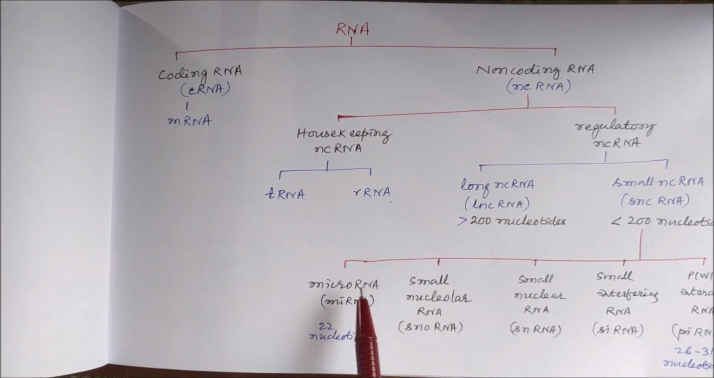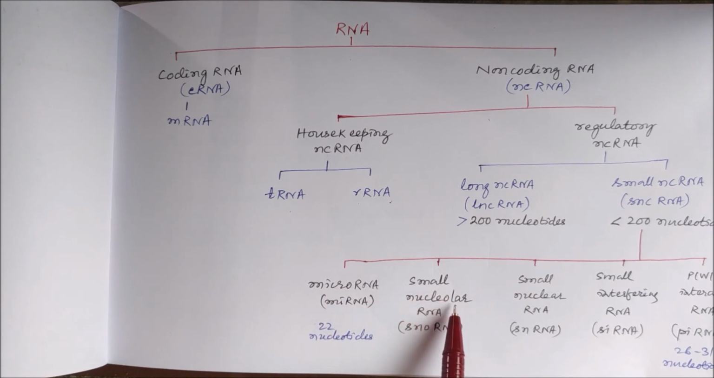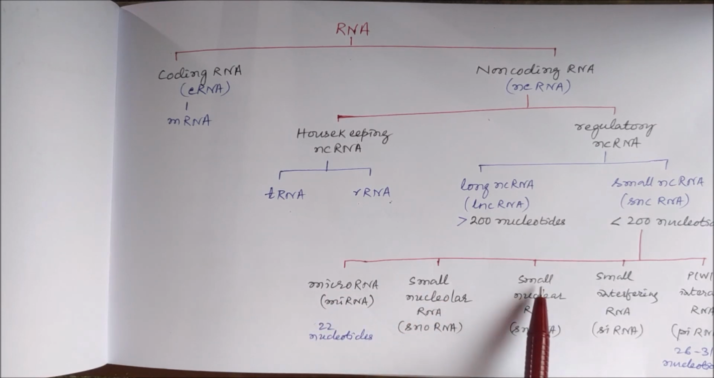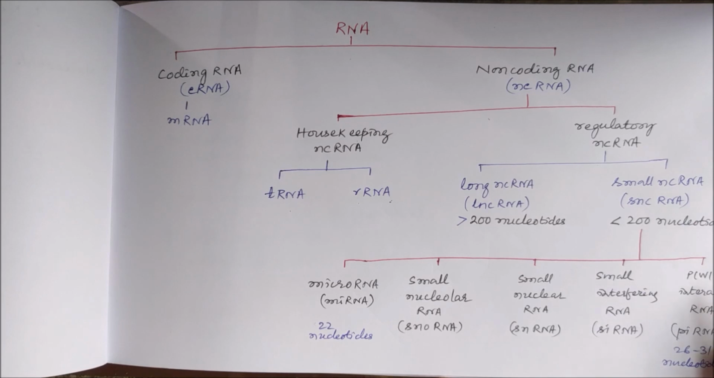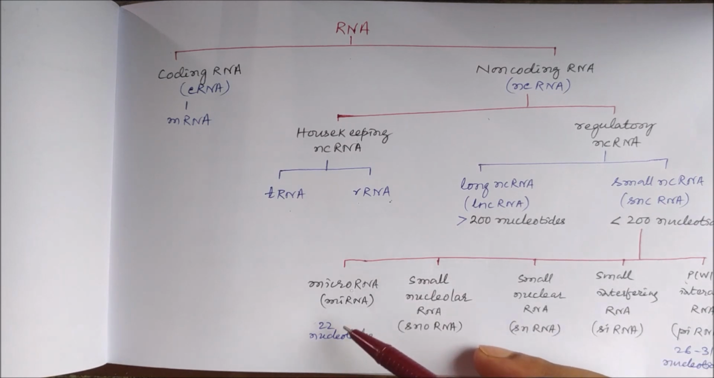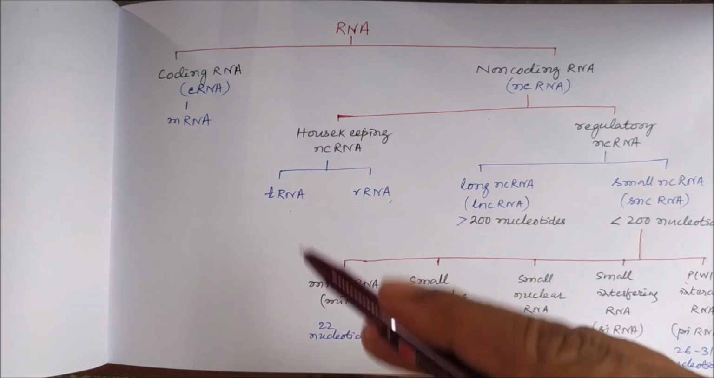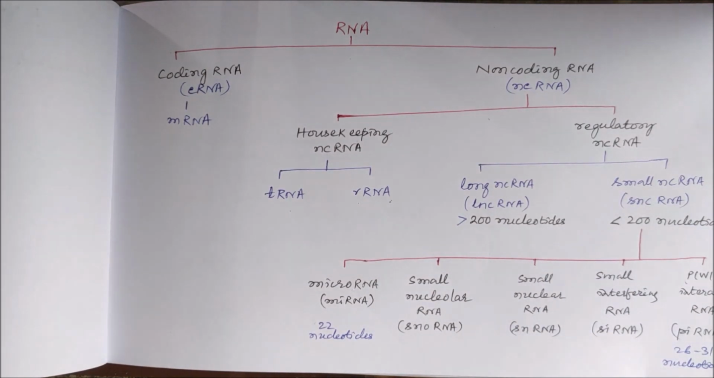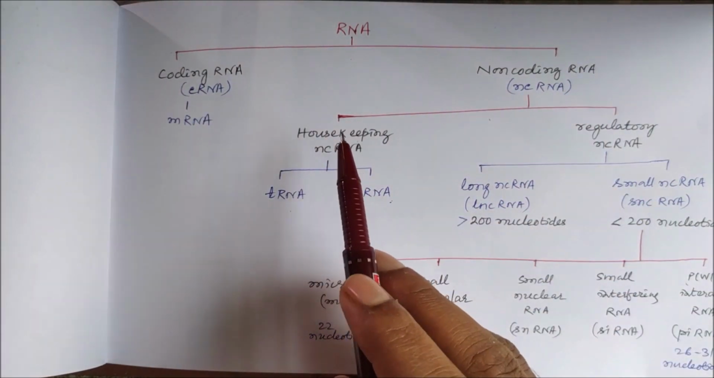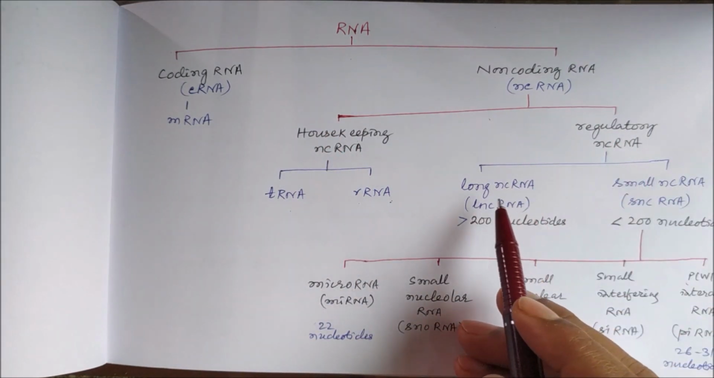Some examples are microRNA, small nucleolar RNA, snoRNA, small nuclear RNA, snRNA, small interfering RNA, siRNA, and PIWI-interacting RNA, which is a protein PIWI. So piRNA is of length 26 to 31 nucleotides. MicroRNA is of length 22 nucleotides. So in this way we can classify the RNA. So coding, non-coding. Then non-coding can be divided into housekeeping and regulatory. Regulatory can be long or small.